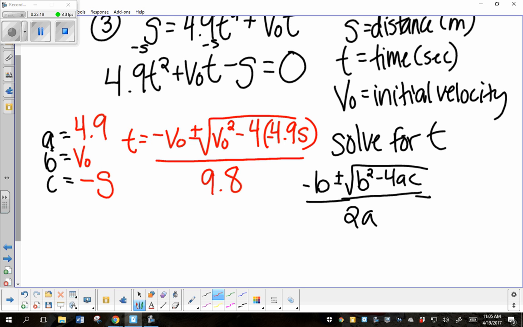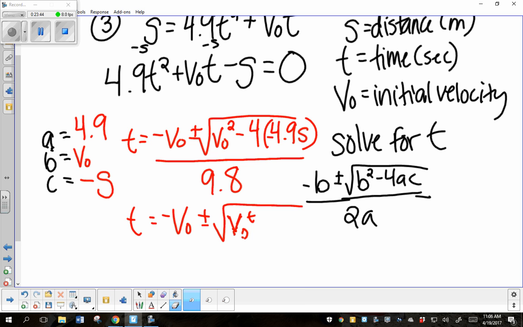You were close. So the only thing, honestly, that I would have you guys simplify about this is, let's figure out what -4 times -4.9 is. I'm just going to look right here for the answer. It is 19.6. So we would just write t equals negative v naught plus or minus the square root of v naught squared plus, because negative times negative, 19.6s, all over 9.8.